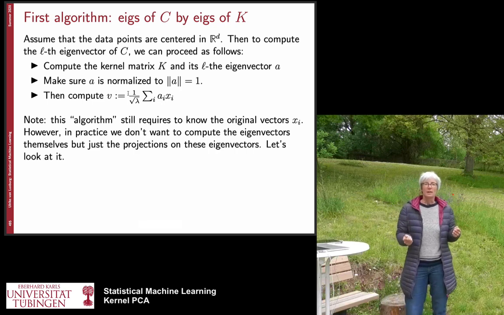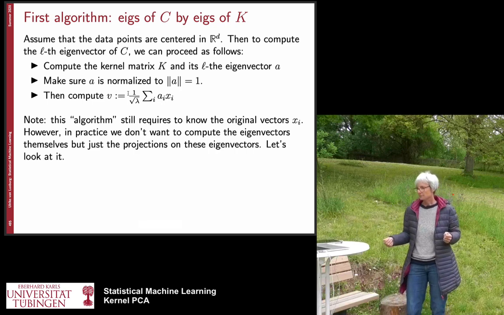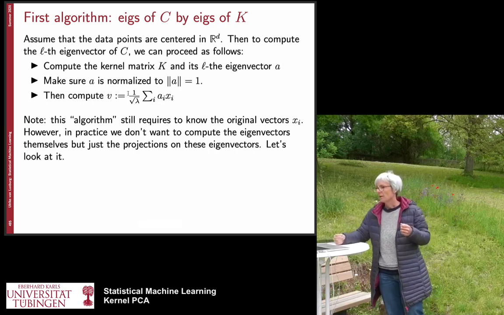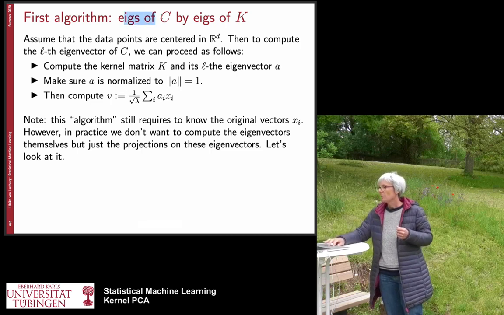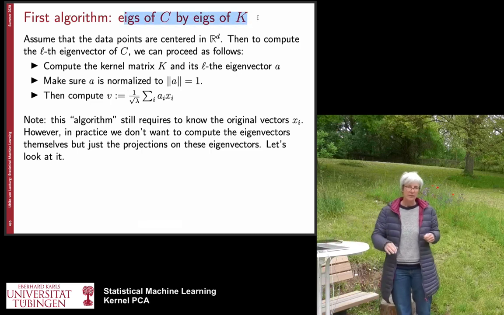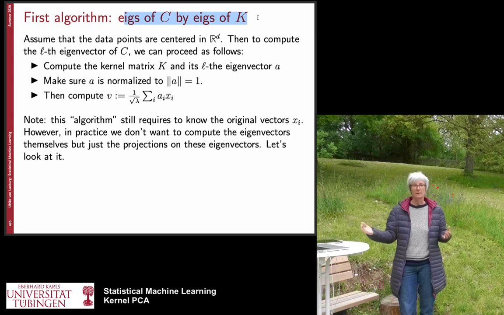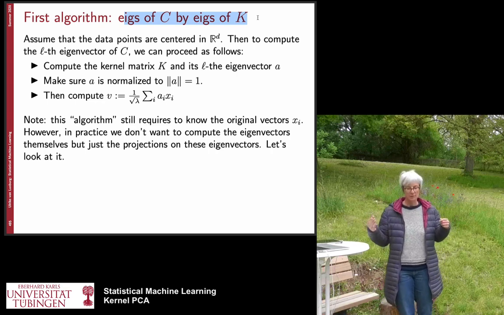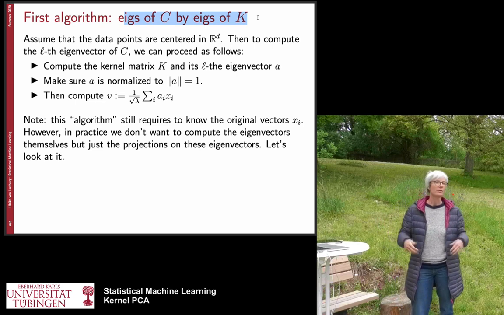Now we want to come to the algorithms. So the first algorithm is we can now compute the eigenvectors of C by looking at the eigendecomposition of K. And this is sort of what we would need to have if we want to use something like a kernel PCA.